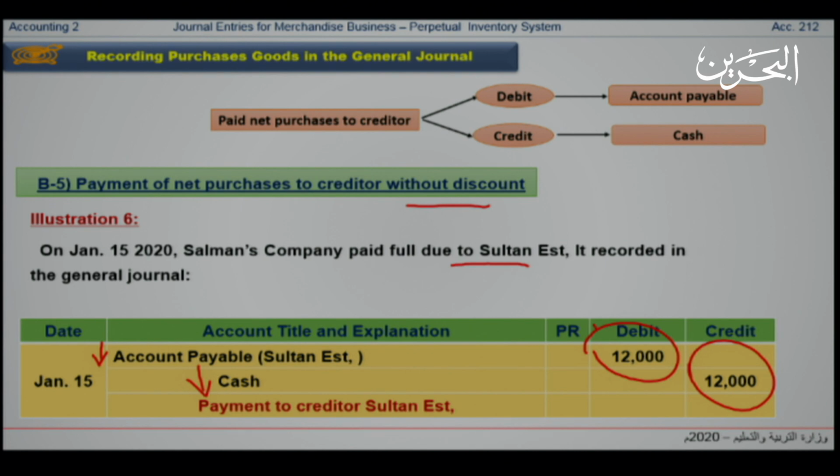Okay, my dear student, from where do I get the 12,000? Previously, I purchased the merchandise with an amount of 12,500 and returned the amount of 500. So the total amount due is the 12,000.